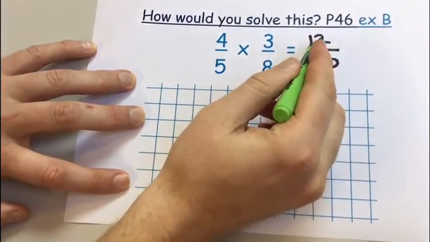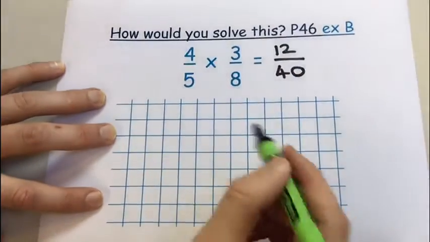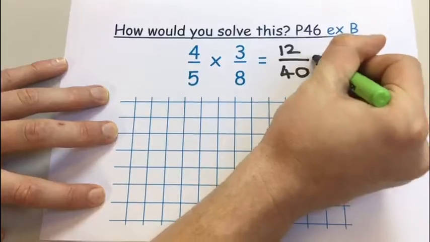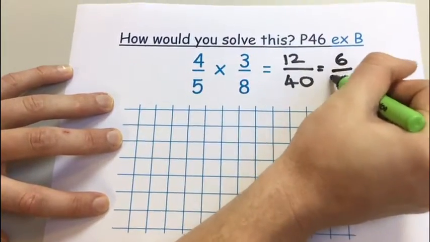Now looking at these, I actually can simplify because 12 over 40, they have a common factor. I could start by just halving them. So half of 12 is 6, half of 40 is 20.